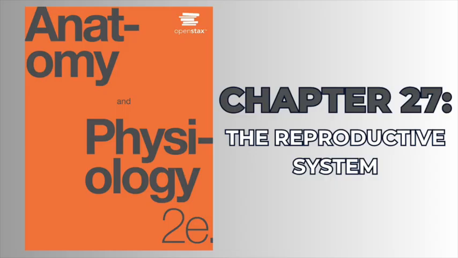External female genitals. The external female reproductive structures are referred to collectively as the vulva, figure 27.10. The mons pubis is a pad of fat that is located at the anterior over the pubic bone. After puberty, it becomes covered in pubic hair. The labia majora, labia, lips, majora, larger, are folds of hair-covered skin that begin just posterior to the mons pubis.